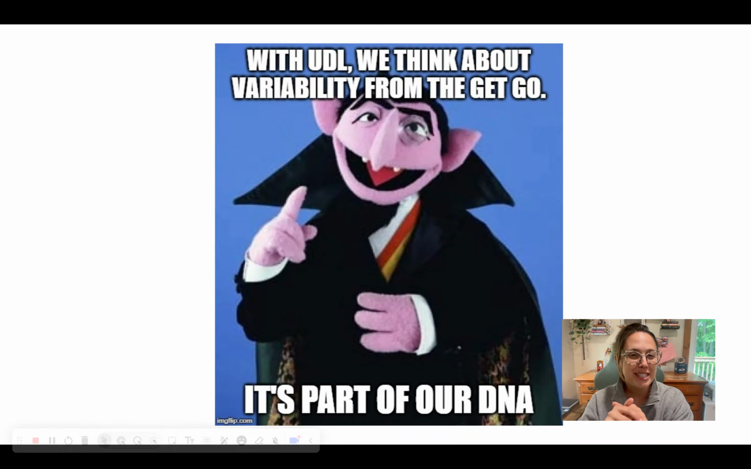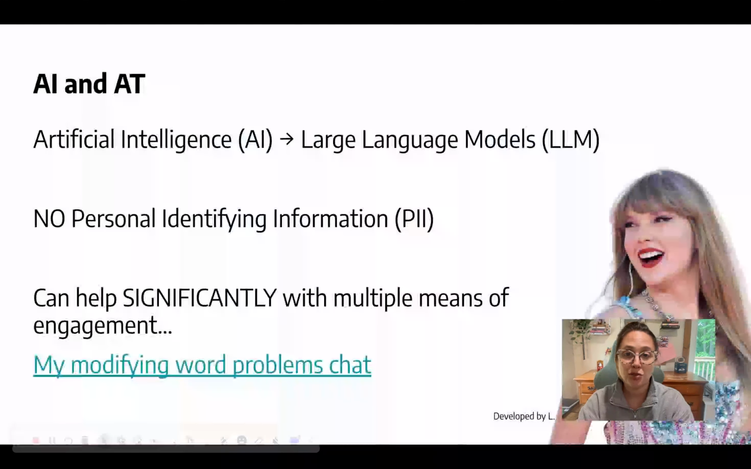So again, with Universal Design for Learning, we think about variability from the get-go, and really it is a part of our DNA. Each of us is different, and that beautifully moves over into the classroom, that each learner is different, and we need to honor their learning in different ways. Universal Design for Learning helps us do that. And technology, whether it's assistive technology, artificial intelligence, or educational technology, can support the effectiveness of teachers being able to do that.